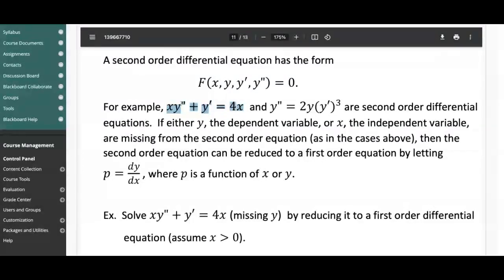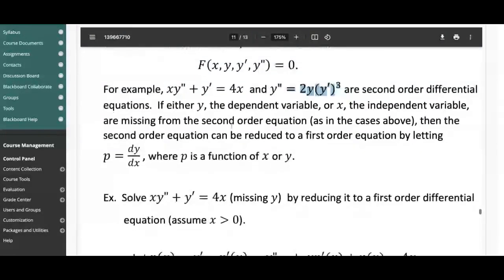For example, x y to the second power times the second derivative plus y to the first derivative equals 4x, and y double prime equals 2y times y prime to the third. So those two equations involve second order derivatives, so they are called second order differential equations.